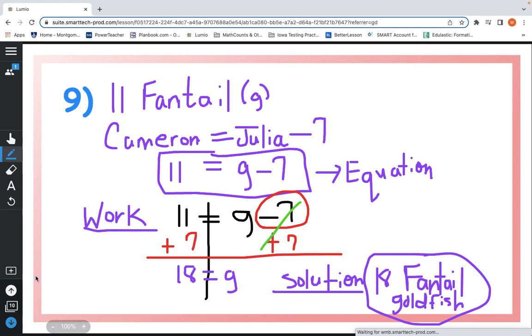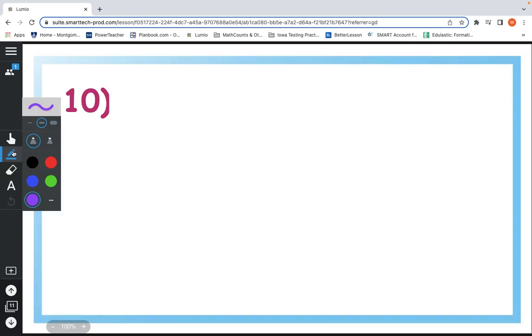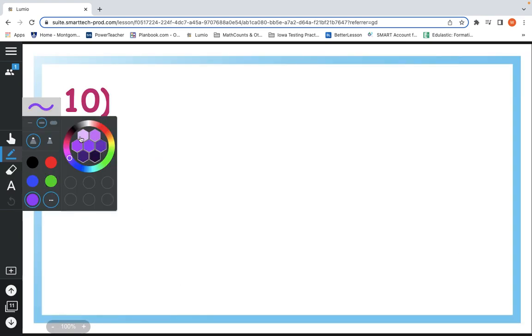Okay, last problem, number 10. All right, it says the pentagon shown is a regular pentagon, so each side has the same length. The perimeter of the pentagon is 22.5 centimeters. What is the value of x?